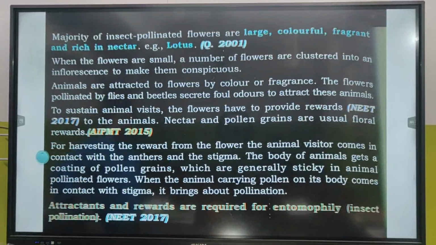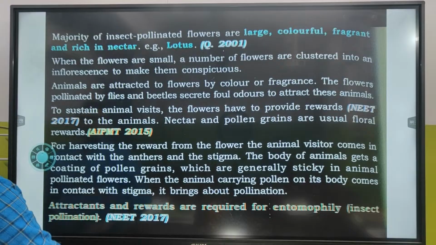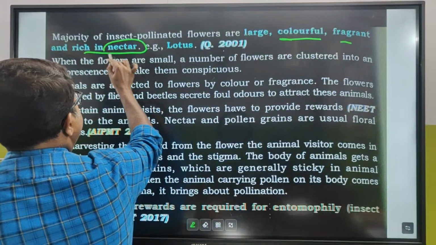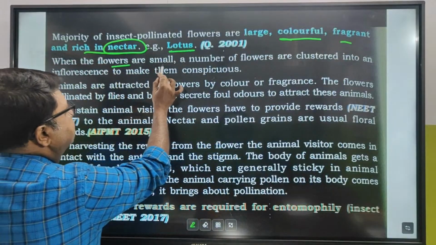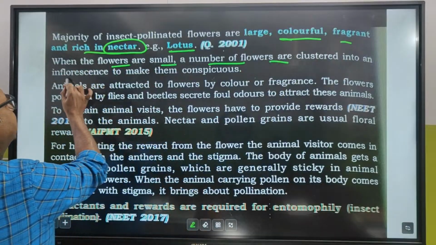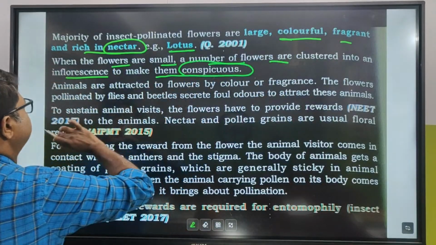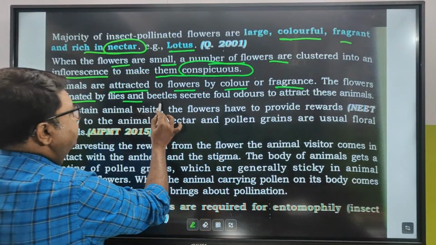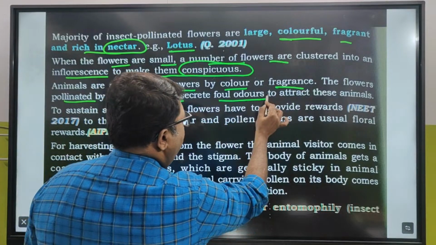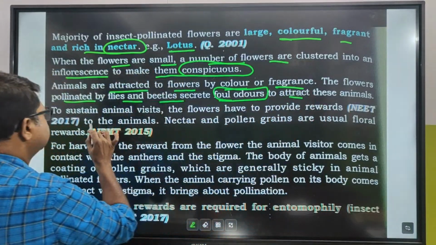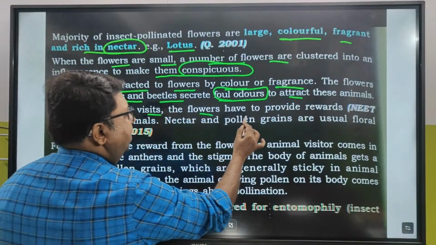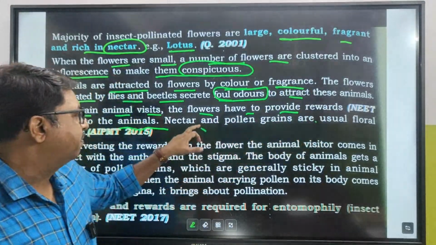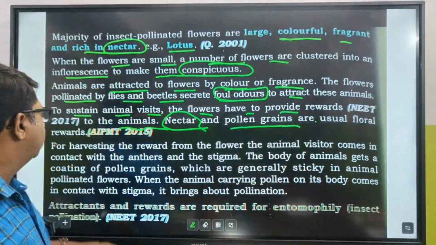Majority of the insect pollinated flowers are large, colorful. They should be colorful because they should get a floral reward. Large, colorful, fragrant and rich in nectar. Example, lotus. When the flowers are small, a number of flowers are clustered into an inflorescence to make it conspicuous. Animals are attracted to flowers by color or fragrance. The flowers pollinated by flies and beetles create foul odors to attract these animals. To sustain animal visits, the flowers have to provide rewards to the animals. These are called floral rewards, in the form of nectar, and pollen grains are usually floral rewards.